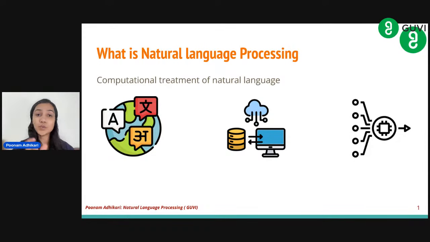Now, the very first question that comes into our mind is, what do we mean by natural language processing? Whenever we talk about natural language, the first thing that we need to understand is natural language. That is the language that is generally spoken by humans.